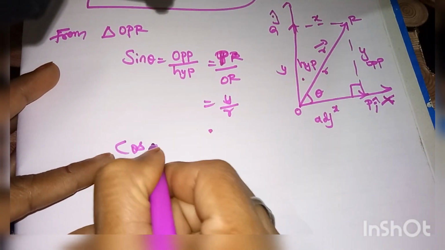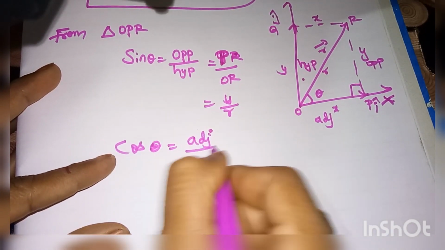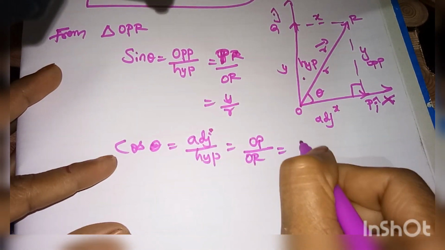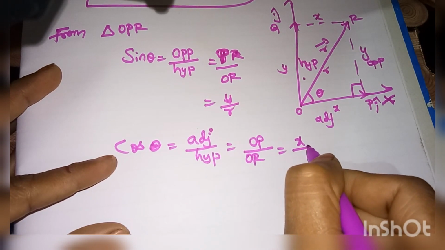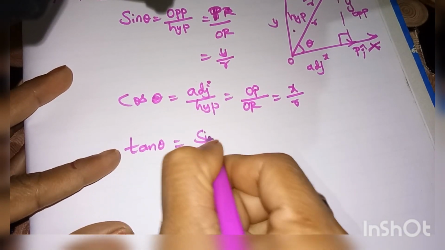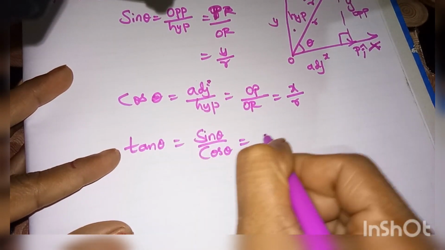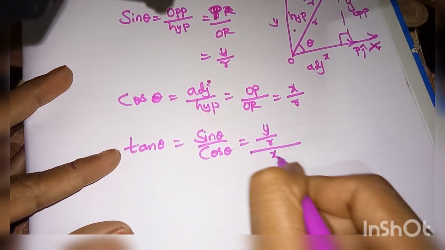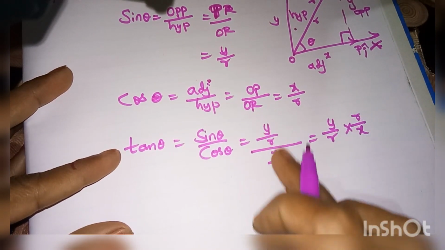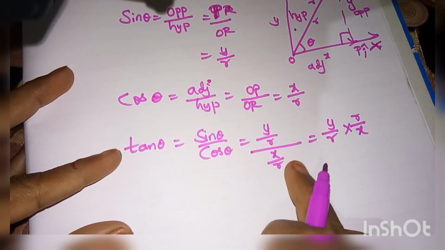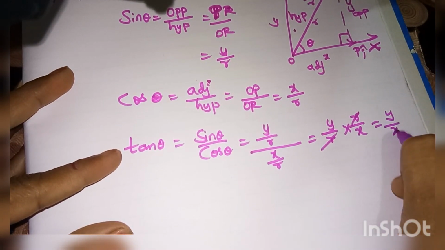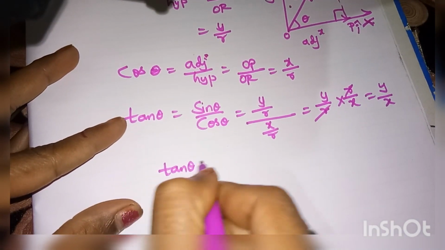Cos theta means adjacent by hypotenuse. What is adjacent here? OP by OR. What is OP? x by r. So I want tan theta here. Tan theta means sine theta by cos theta. What is sine theta? y by r, divided by x by r. Make the reciprocal: y by r into r by x. When you make the reciprocal, the denominator becomes the numerator and the numerator becomes the denominator. r will be cancelled. So y by x. So tan theta equals y by x.